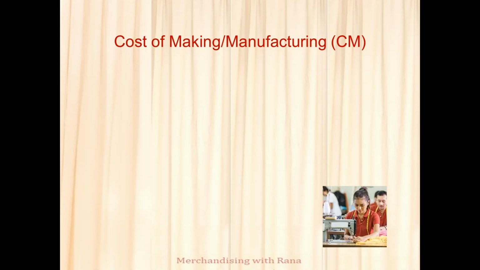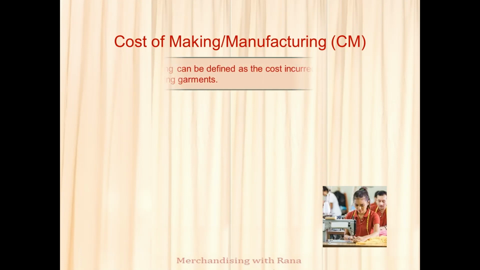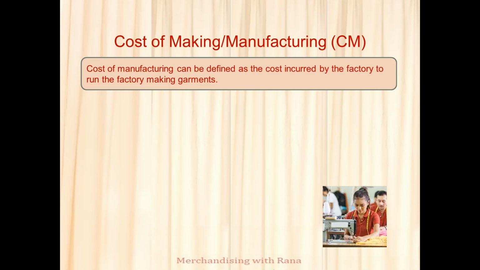CM, or cost of making, or cost of manufacturing, is the same thing. Cost of manufacturing can be defined as the cost incurred by a factory to run the factory making garments. In simple terms, to make any garment, how much I need to pay. That is the CM.